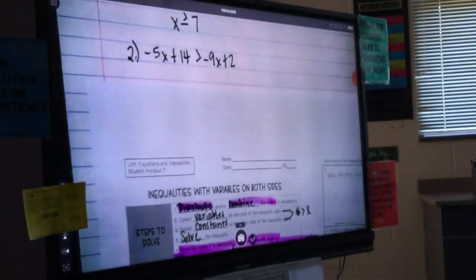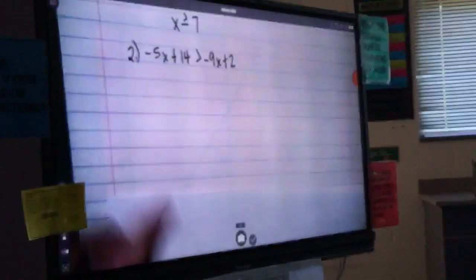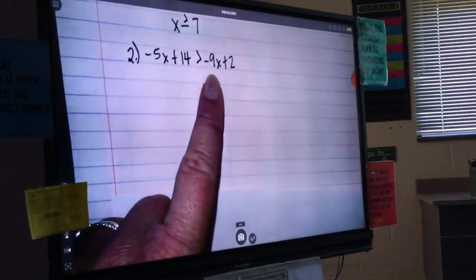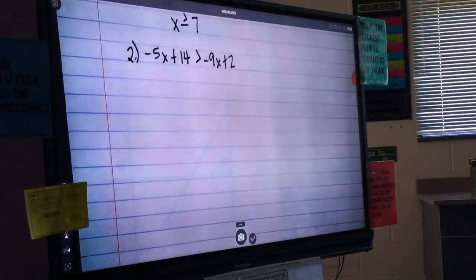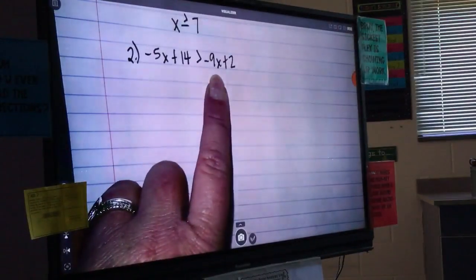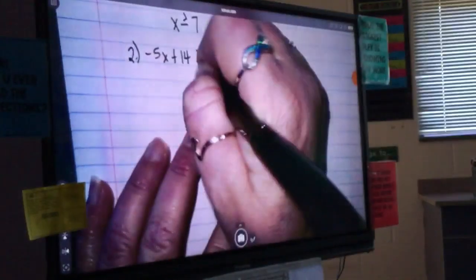Step number 2 says collect the variables on one side of the inequality sign. So we have negative 5 and we have negative 9. What would be the best move? What do you think, to try to keep these numbers positive? Start with 14? No, we're working with variables right now. Start with variables. So I have a negative 5x and I have a negative 9x. Audrey? You're going to want to add 9 to the variables. Yes, I'm going to add 9 here.